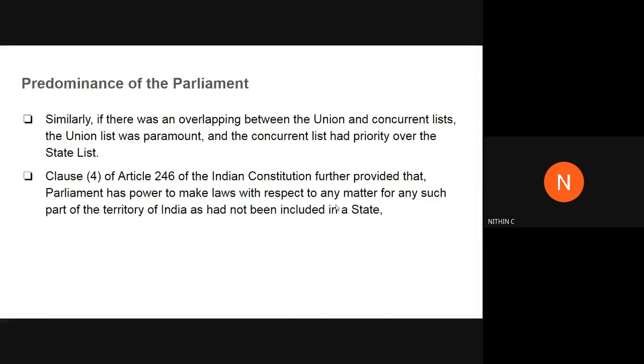So clause 4 of article 246 of the Indian constitution further provided that parliament has power to make laws with respect to any matter for such part of territory of India as had not been included in a state. In any matter not included in the state list, laws can be created by the parliament. Understand it that way. Now the state list has some subjects, the concurrent list has some subjects, and the union list also has some subjects. The state can create laws only in matters in the state list.